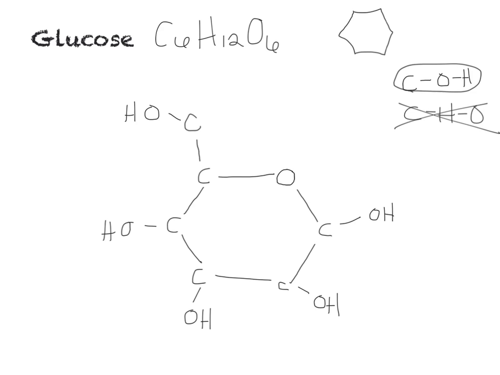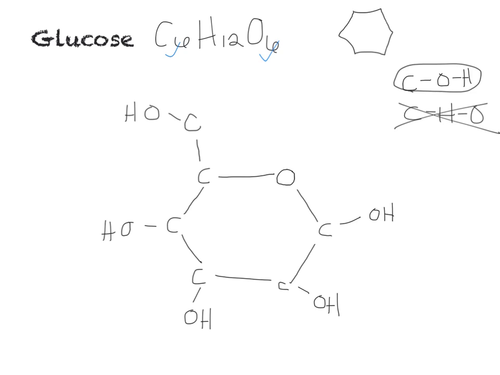Okay, so let me do a quick check. I've drawn 1, 2, 3, 4, 5, 6 carbons. I got my 6 carbons. That's great. I've drawn 1, 2, 3, 4, 5, 6 oxygens. I'm amazing. I've drawn all 6 oxygens. I can just tell by looking at this that I haven't drawn these 12 hydrogens. So where do they go?